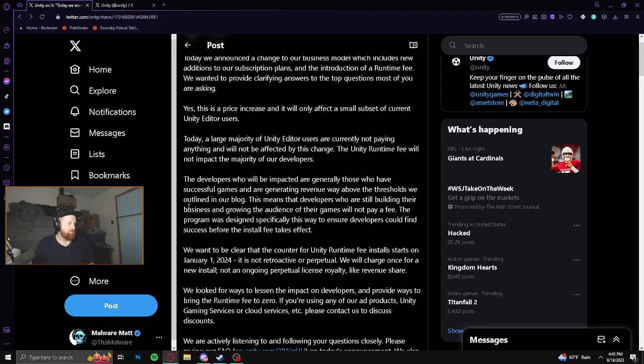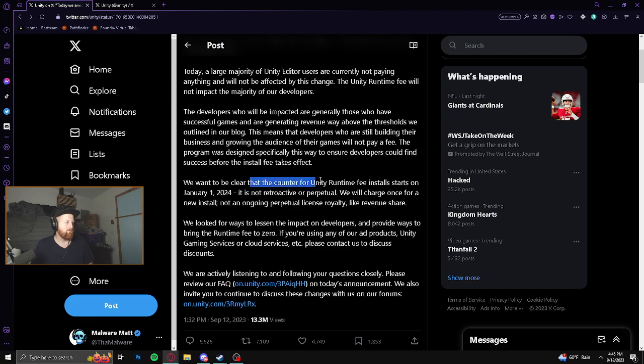We want to be clear that the counter for Unity runtime fee install starts on the 1st of 2024. It is not retroactive or perpetual.